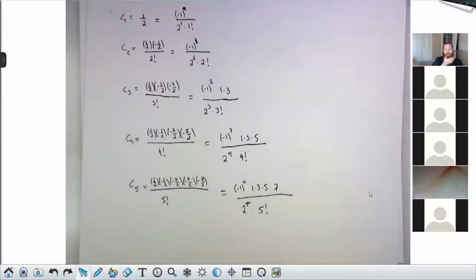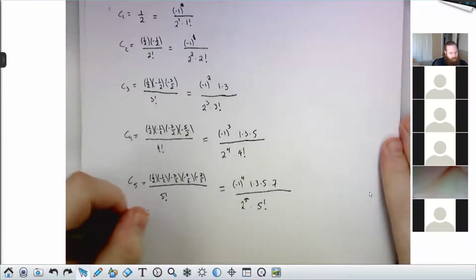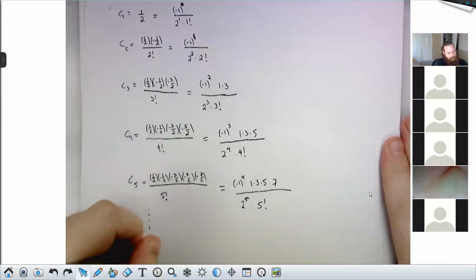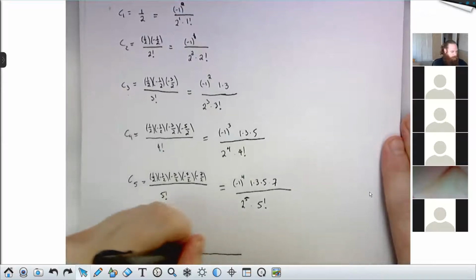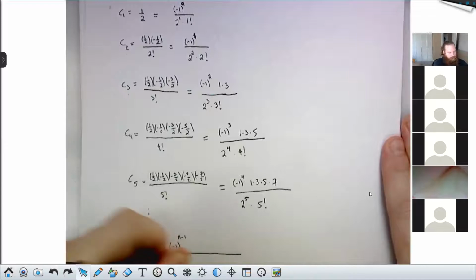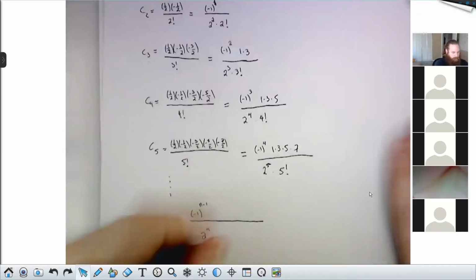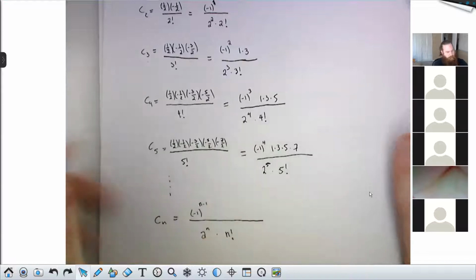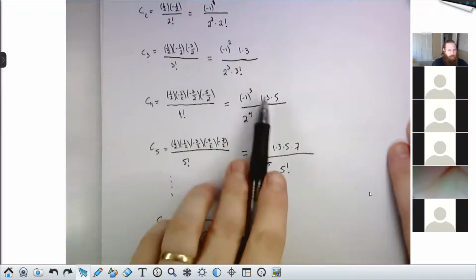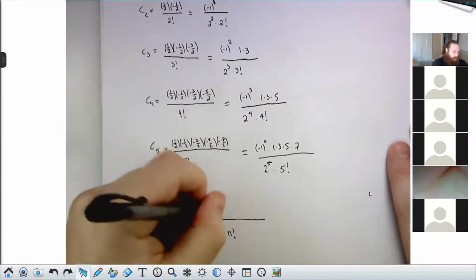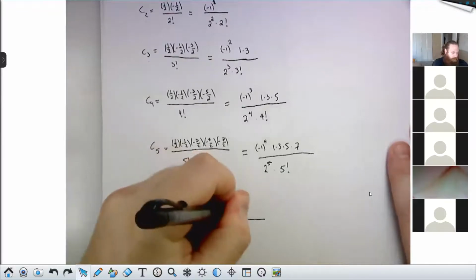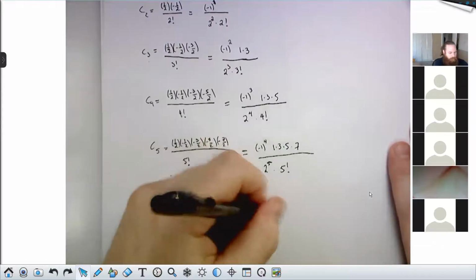So the nicest way I could hope to write the Cn's here is as negative 1 to the n minus 1. Downstairs, we have a 2 to the n times n factorial. And then the weird thing upstairs is this product, right? 1 times 3, 1 times 3 times 5, 1 times 3 times 5 times 7. That's 1 times 3 times 5 times 7, dot, dot, dot.